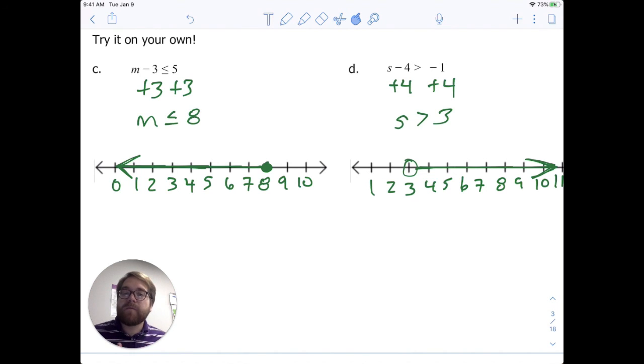In D, we add 4 to both sides. We get s is greater than 3. Negative 1 plus 4 is 3. Make sure if you're struggling with negatives, you use your calculator. And so our solution is all the numbers that are greater than 3. So we have an open circle on 3 and an arrow off to the right.